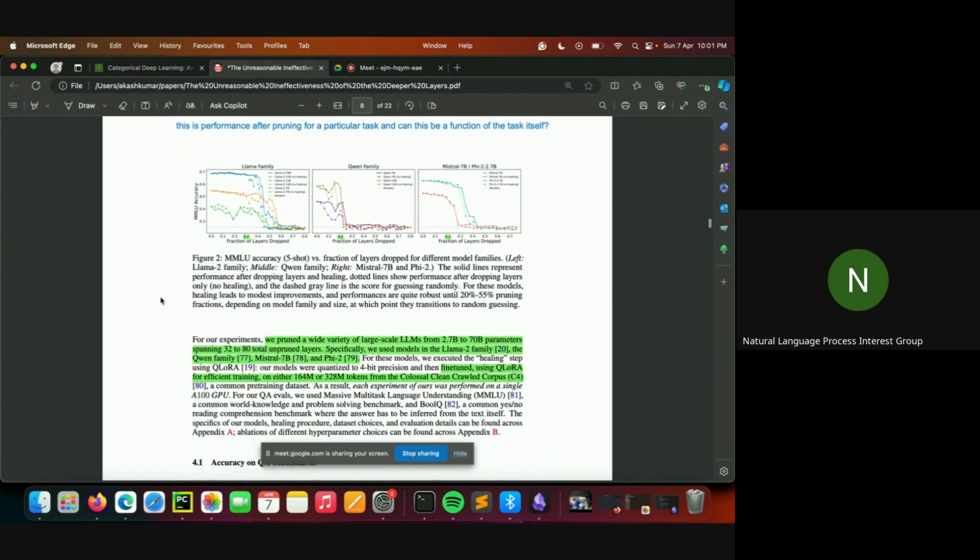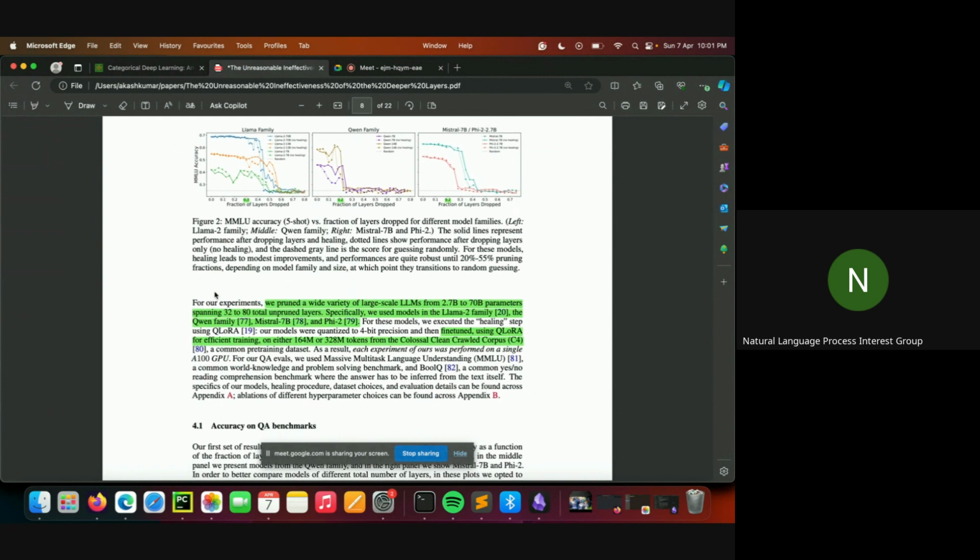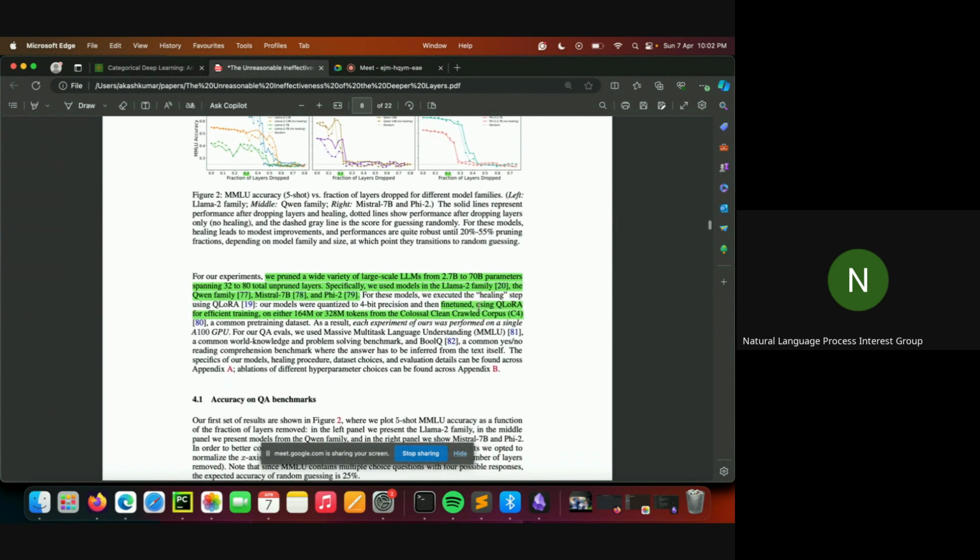before discussing the results. So they pruned a wide variety of large-scale LLMs from 2.7 to 70 billion parameters, spanning 32 to 80 total unpruned layers. They used models from the Llama family, Qwen family, the Mistral family, and Phi 2. And the fine tuning is done using QLoRA because it allows for very reduced memory requirements, and the fine tuning is done on the C4 corpus.